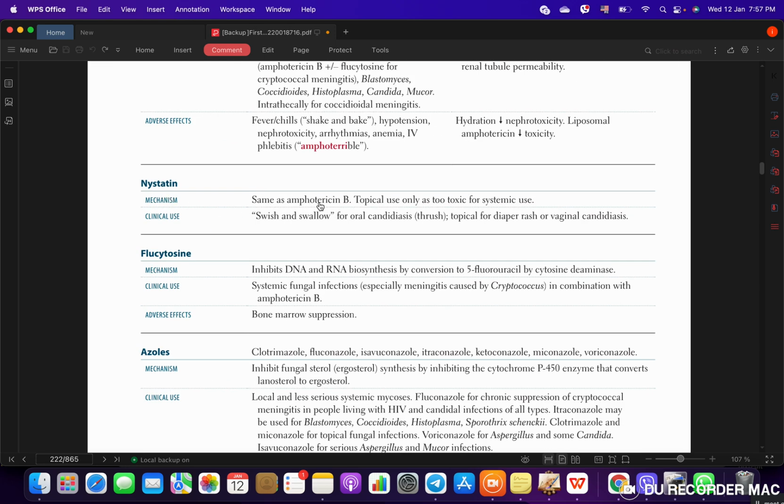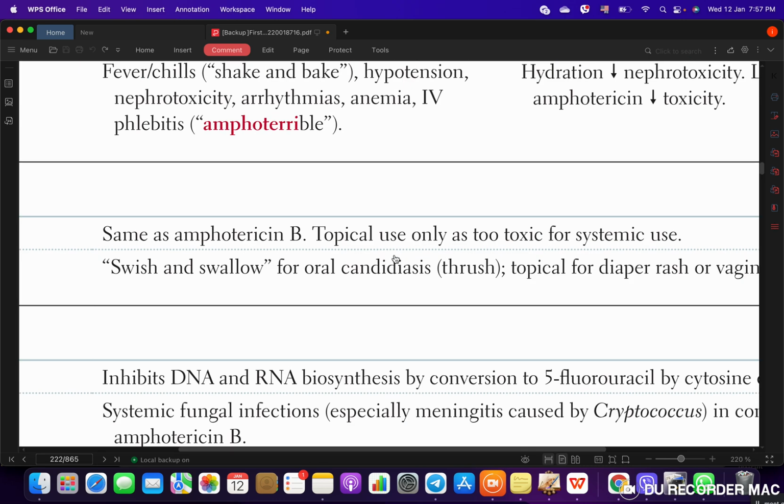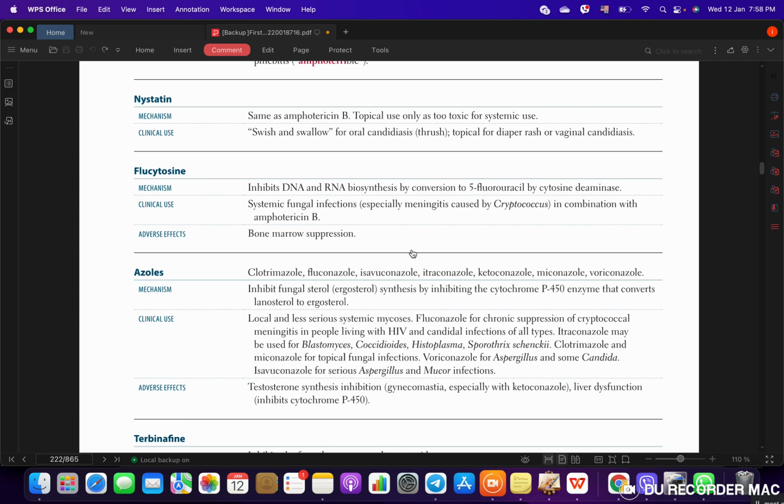The nystatin mechanism is exactly the same as this one. It makes pores in the fungal cells and kills them, but it's fine because we only use it topically, okay? Because we cannot use it systemically, it's too toxic. So it's used for the swish and swallow, for oral candidiasis, for thrush, and topically for diaper rash or vaginal candidiasis.